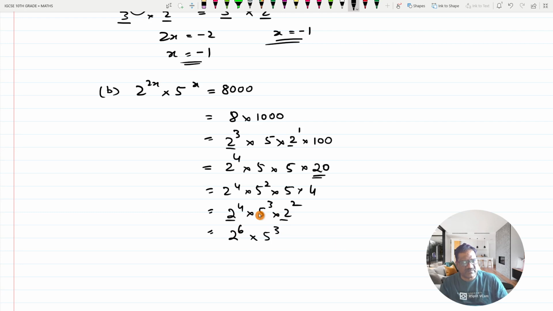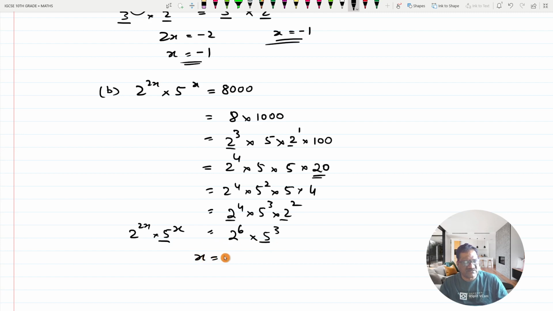Got it? So all this I have done with this 8000 so that I get something in the form of 2 raised to something into 5 raised to something. Now my left hand side was 2 raised to 2x into 5 raised to x. Can you see the left hand side and right hand side? Now on comparing this left hand side and right hand side, when the bases are equal, the power has to be same. So you can see a 5 is the base on both left hand side and right hand side.